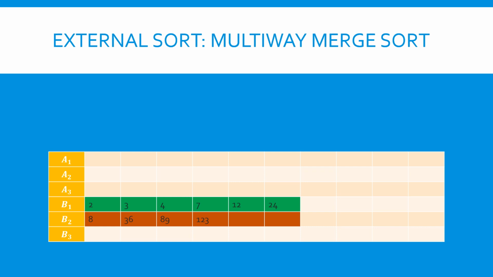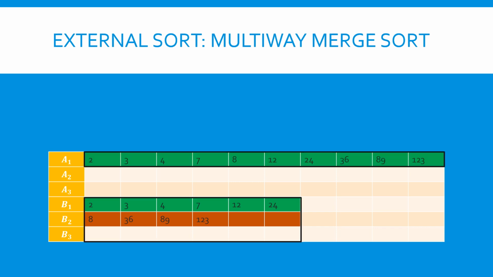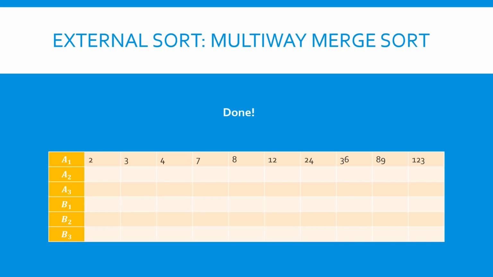Now, since all data elements in the A arrays have been processed, we switch the rows of A arrays and B arrays. We combine the first data blocks in the B arrays and write the output to A1. Now, we are done with the sorting. You can see that with the three-way merge strategy, we only have 2 context switches this time, compared to 3 context switches for the naive two-way merge.